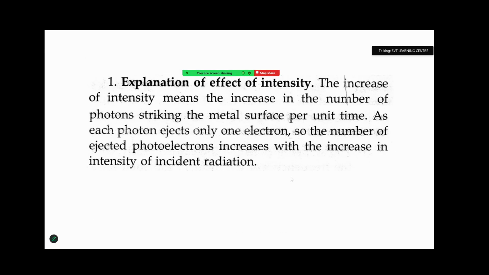Having noted that, we will go down to the next part. In order to explain the effect of intensity that we see, we say that the increase of intensity means the increase in the number of photons striking the metal surface per unit time. As each photon ejects only one electron, the number of ejected photoelectrons increases with the increase in the intensity of incident radiation. That means if the intensity increases, the number of photons increases. Number of photons increases means the number of electrons that it strikes will increase.